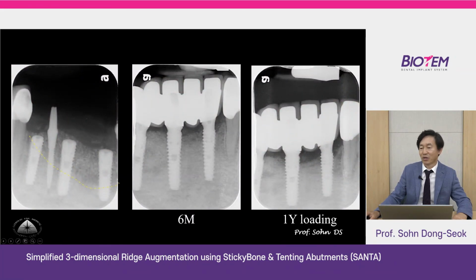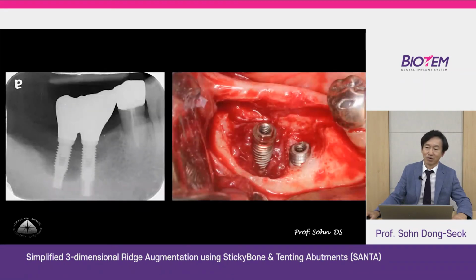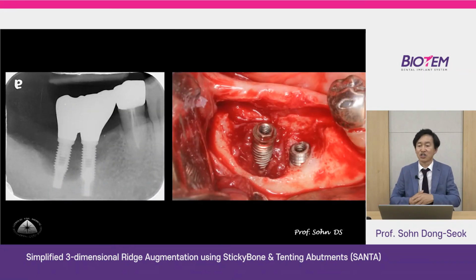This is 1 year loading. There is slight bone loss here. So I strongly recommend using a tenting abutment for vertical augmentation in order to get stable marginal bone. Here's another case using a tenting abutment.